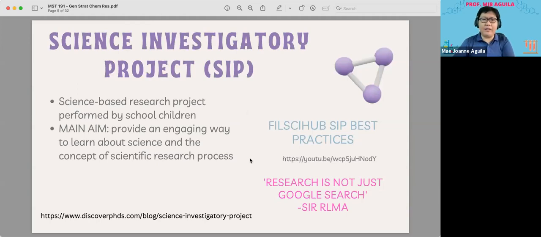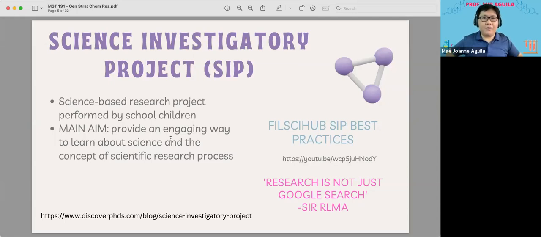So in high school, I believe the research is more commonly called Science Investigatory Project, or SIP. And in this blog site, they define SIP as the science-based research project typically performed by school children. So in that sense, there are some key factors to consider. It is science-based, so data-driven, and systematic investigation. The concept of performed by school children means that the level of understanding that is necessary should be within their level, and we should not expect otherwise.